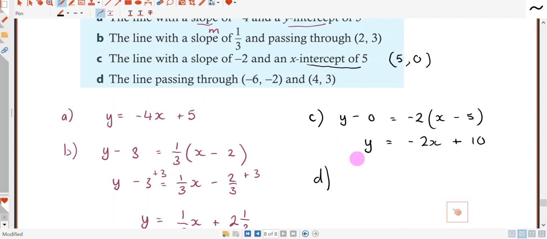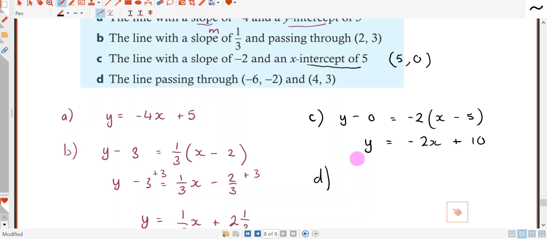Now, D. No. Did you do y minus y1 equals m times x minus x1? Because that is the coordinate. Yeah, it does have a coordinate, definitely. But that is point slope form, yeah? That's one coordinate and slope needed. But mx plus c is slope and the y-axis intercept needed.